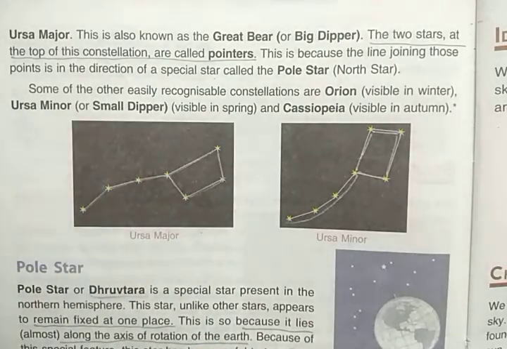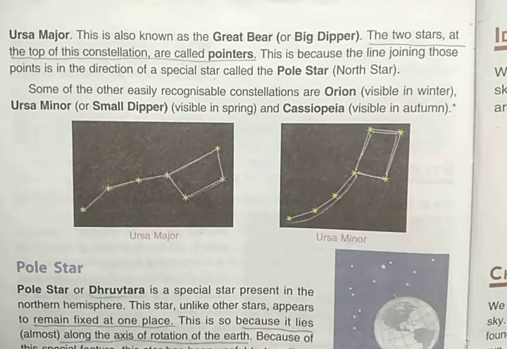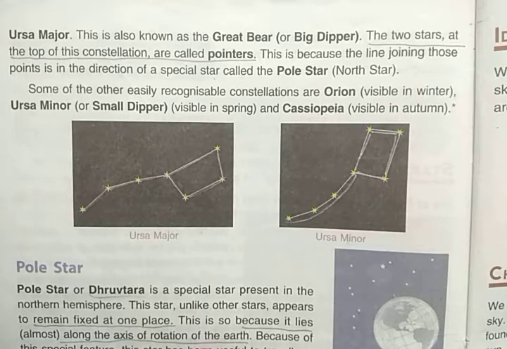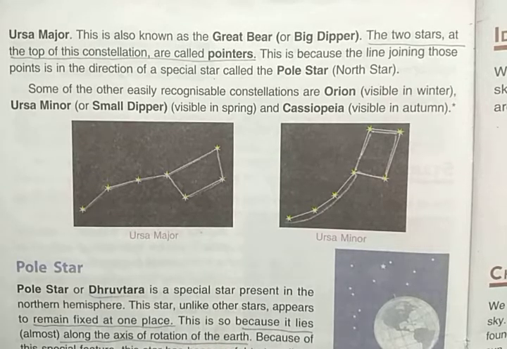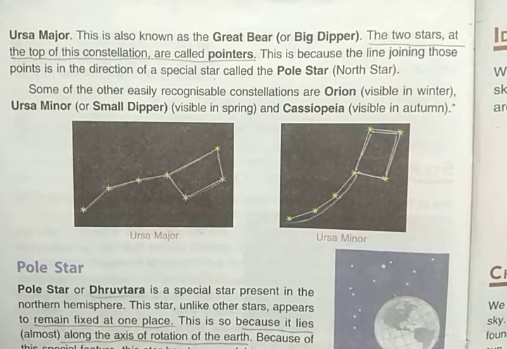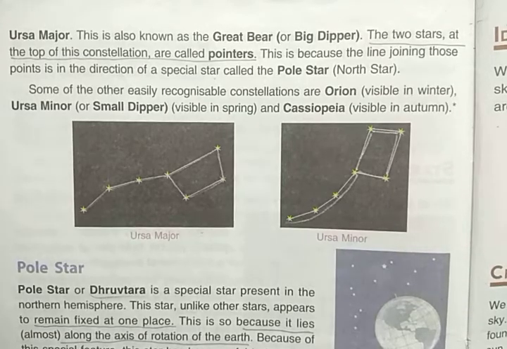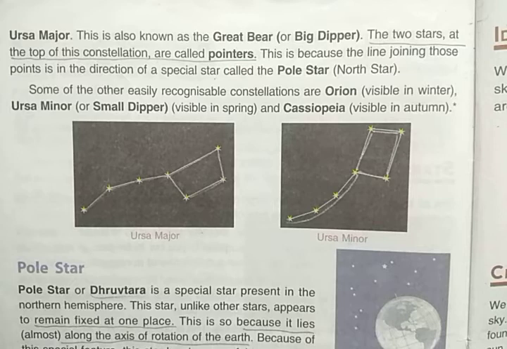And why are these called the pointers? Because the line joining those points is in the direction of the special star called the pole star. And we have learned about the pole star. It is also called Dhruv Tara.